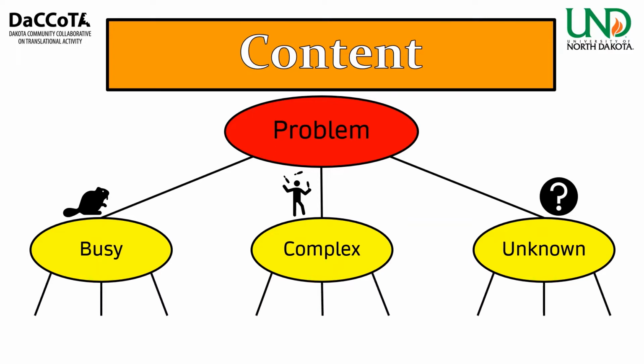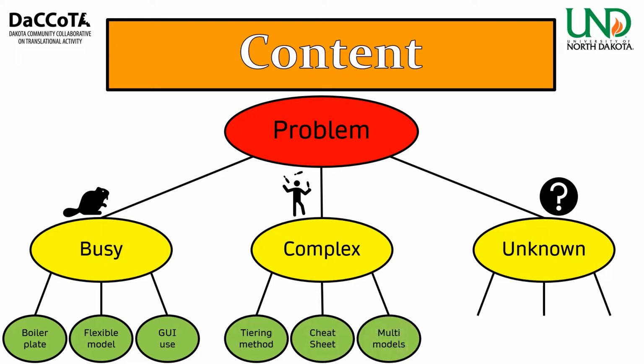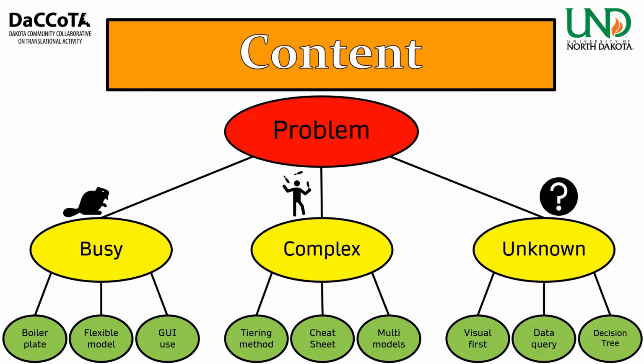Here are the solutions we'll go over, the tools, the tips, whatever you want to call them, your survival package. We have under busy: boilerplate, flexible model, and GUI use. Under complex, we have tiering method, cheat sheet, and multi-models. And then finally under unknown, we have visual first, data query, and decision tree.